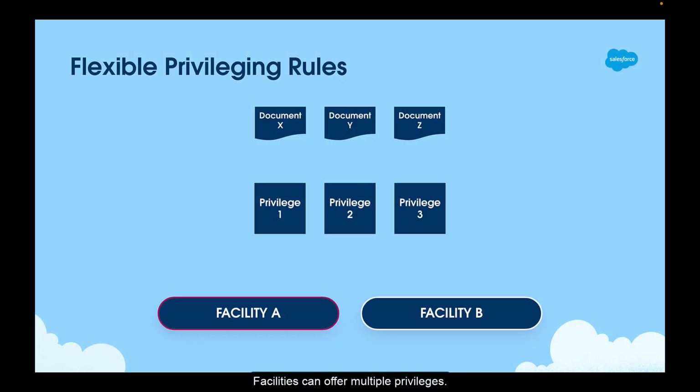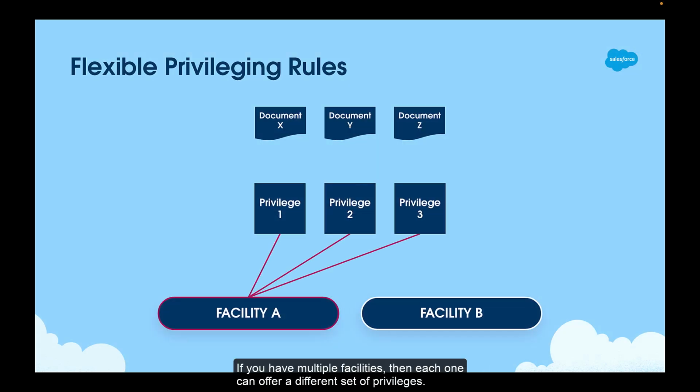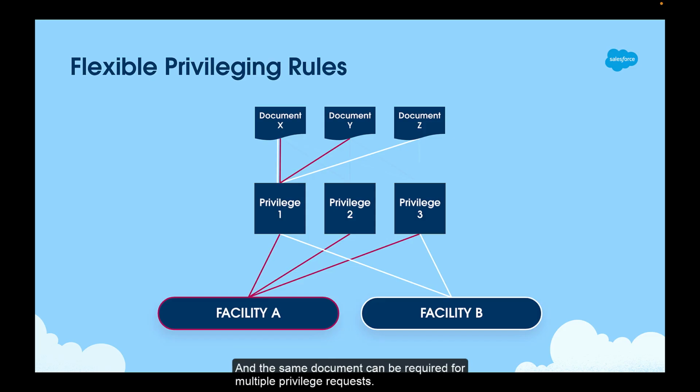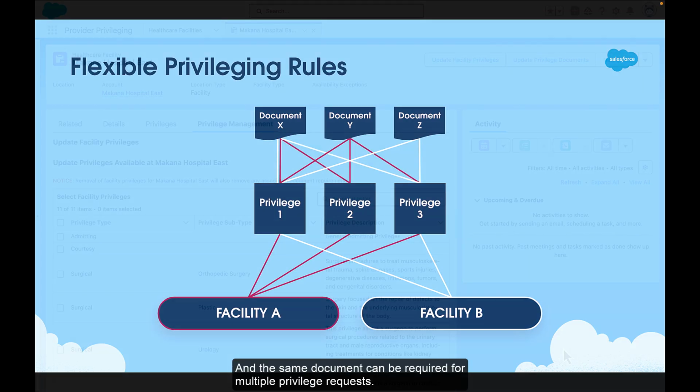Facilities can offer multiple privileges. If you have multiple facilities, then each one can offer a different set of privileges. Even if multiple facilities offer the same privilege, you can still vary the documents required to request that privilege by facility. And the same document can be required from multiple privilege requests.